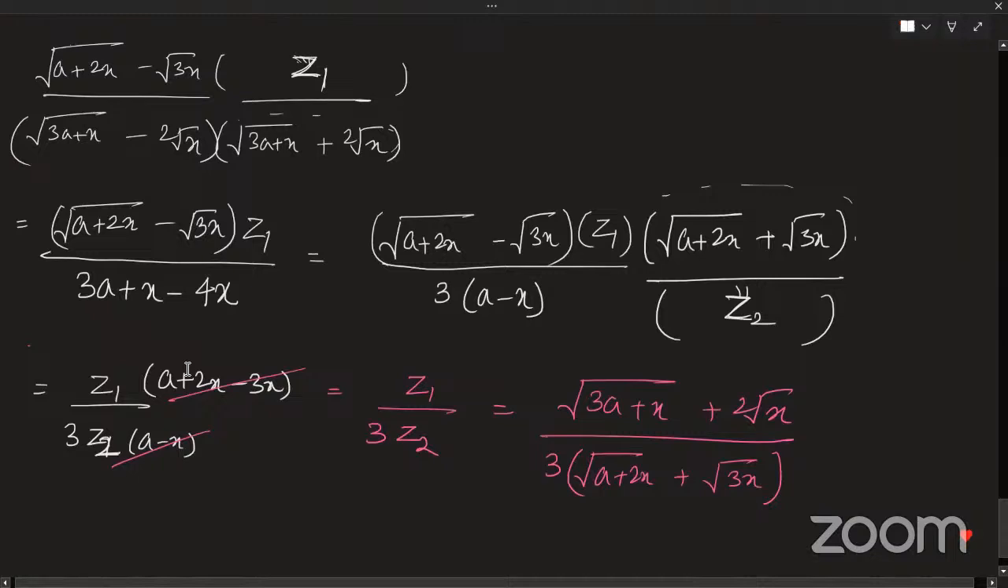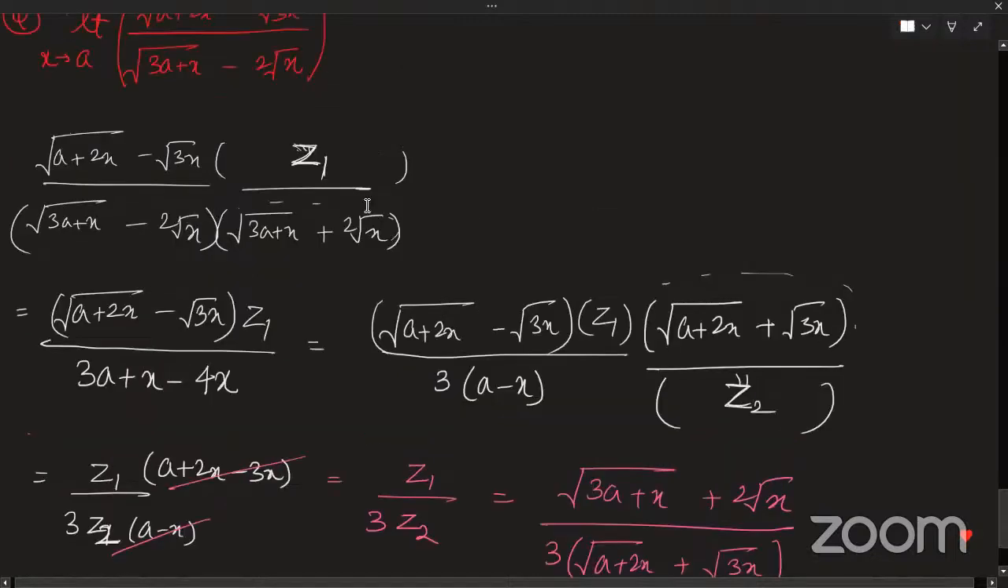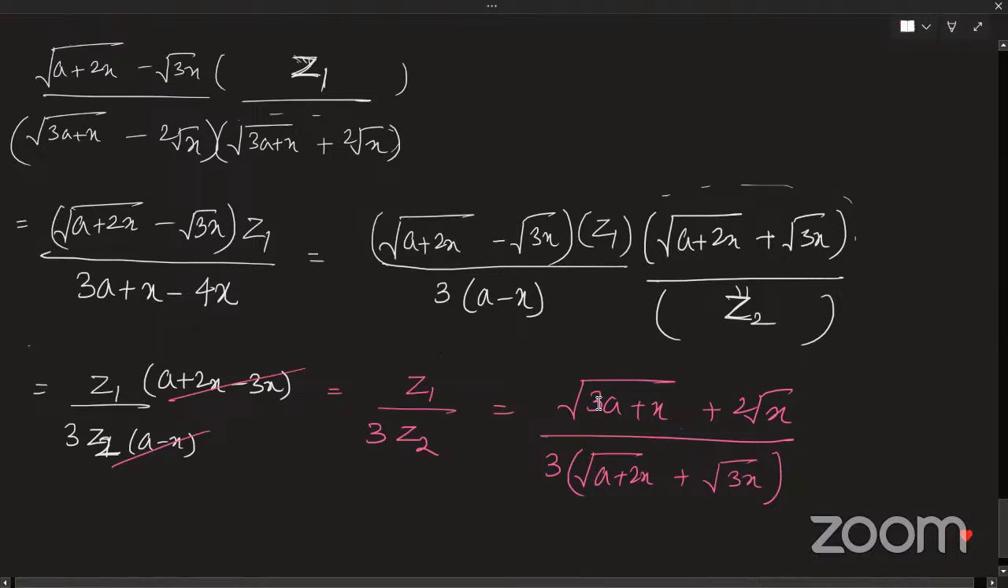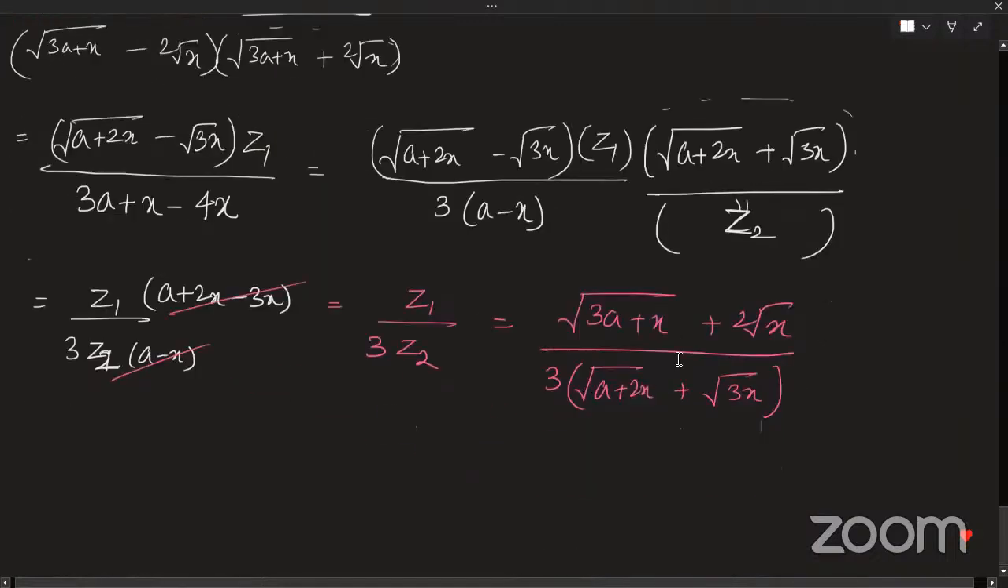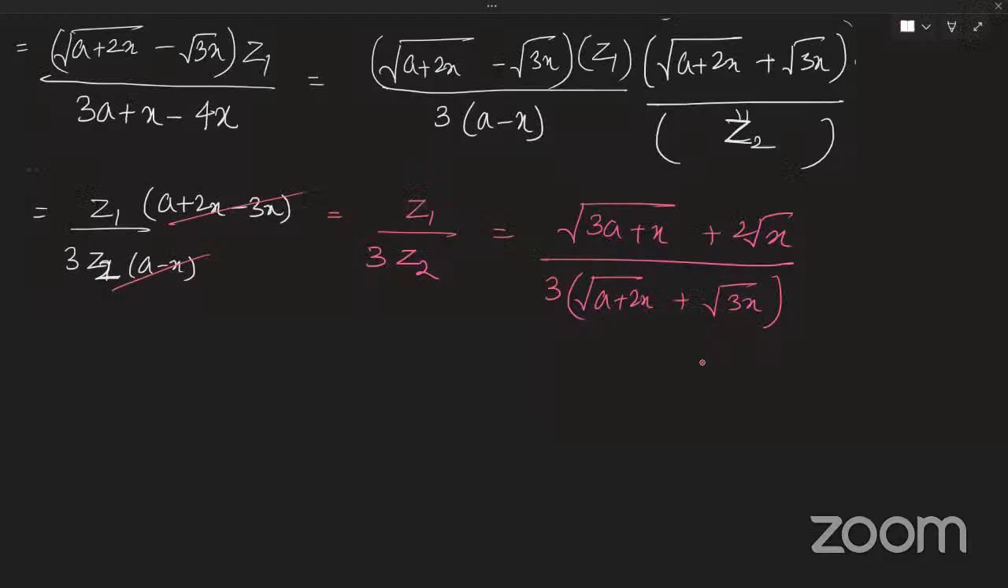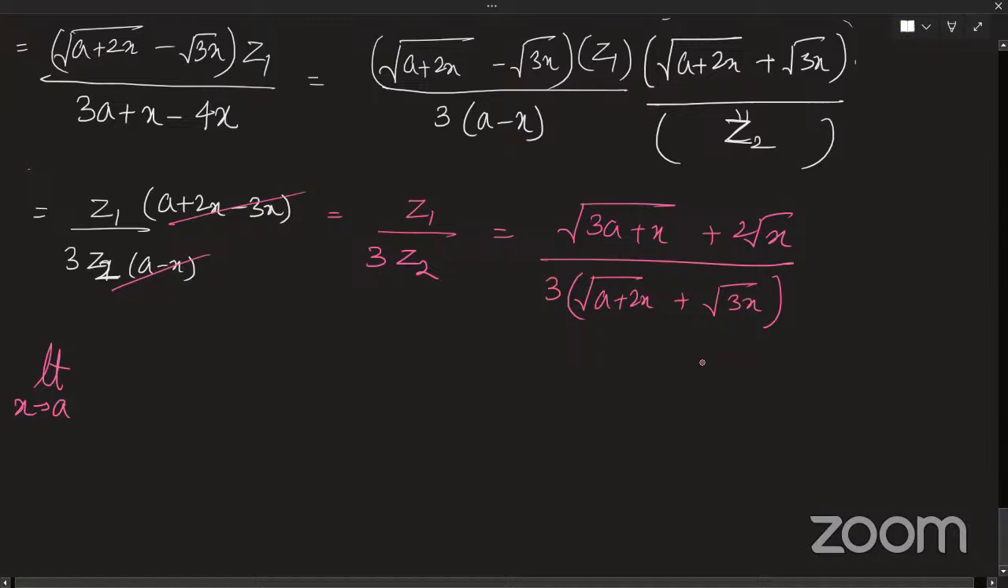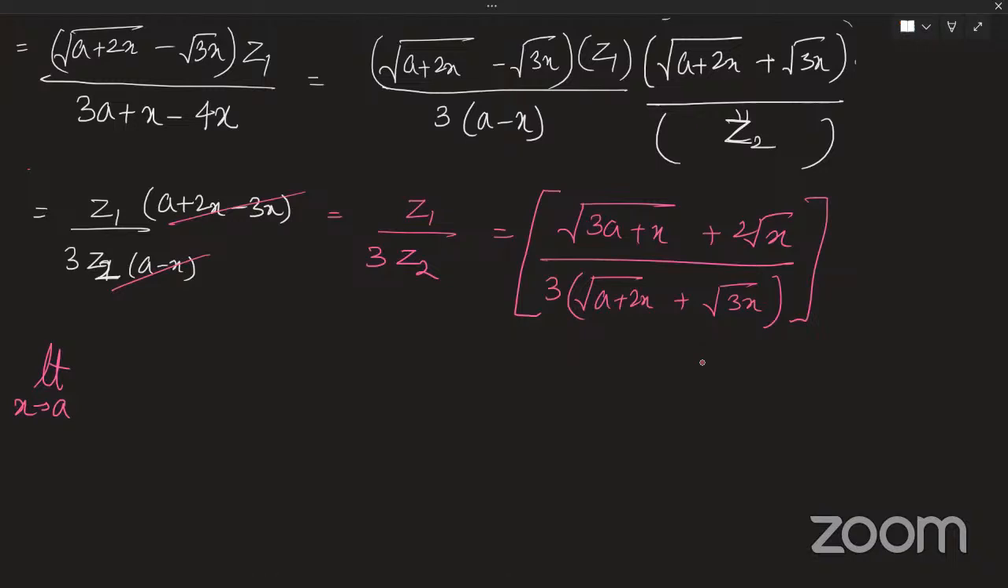Where are you talking about? I have assumed that my Z1 is this thing with a plus sign, and the same thing I had assumed that my Z2 is also with a plus sign. So now I just have to substitute my limit, x tending to a. Can we do this? Is it allowed now? Yes, because now it is not in 0 by 0 form. I can approach by direct substitution.